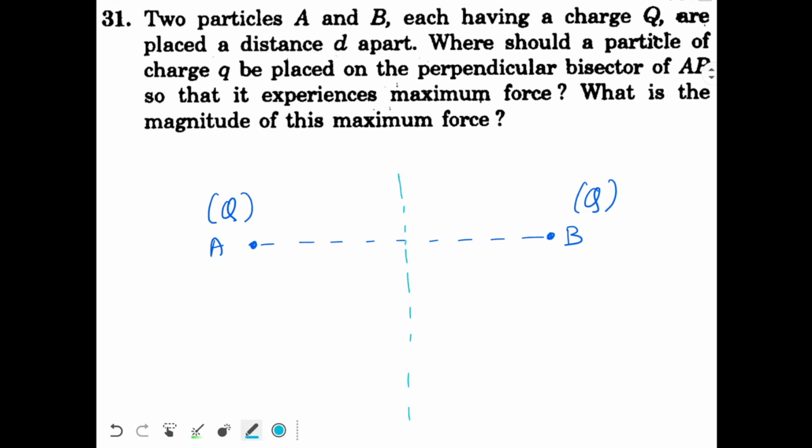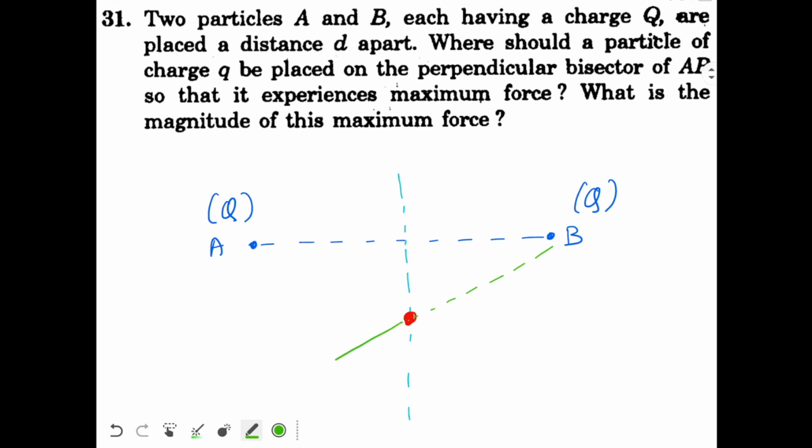Okay, so first of all, if you place the charge exactly at the center, then charge A will create a repulsion force in this direction, and the B charge will create an equal repulsion force in the opposite direction. So the net force on this charge will become zero. That's why the charge should actually be placed somewhere over here to be able to experience a net force.